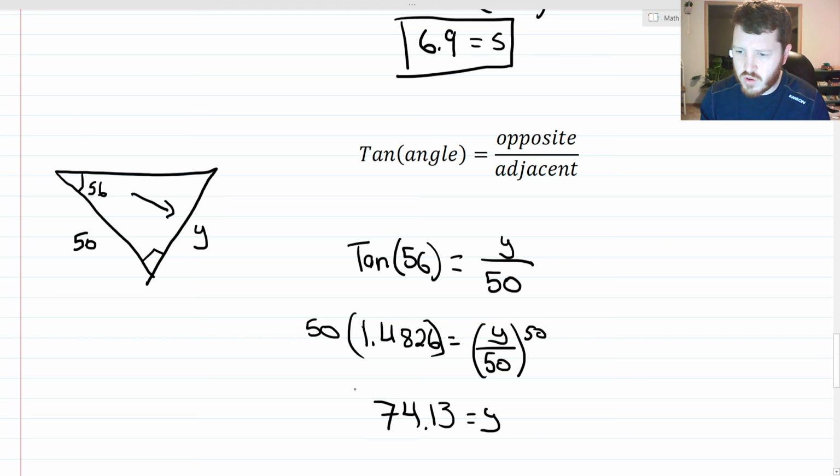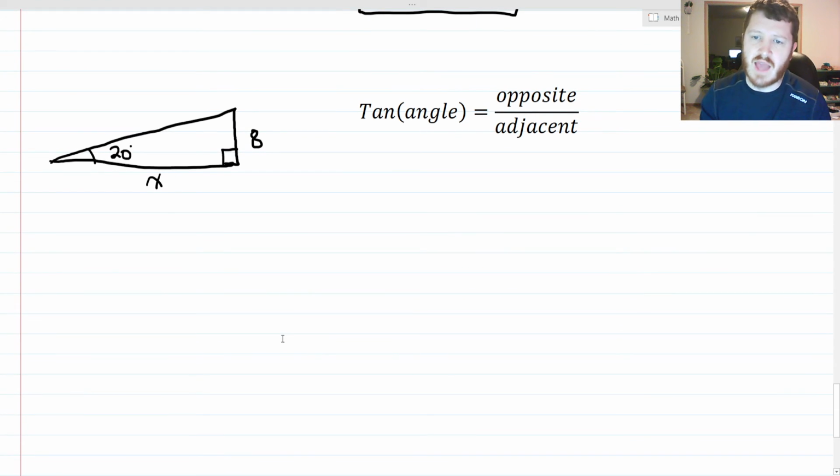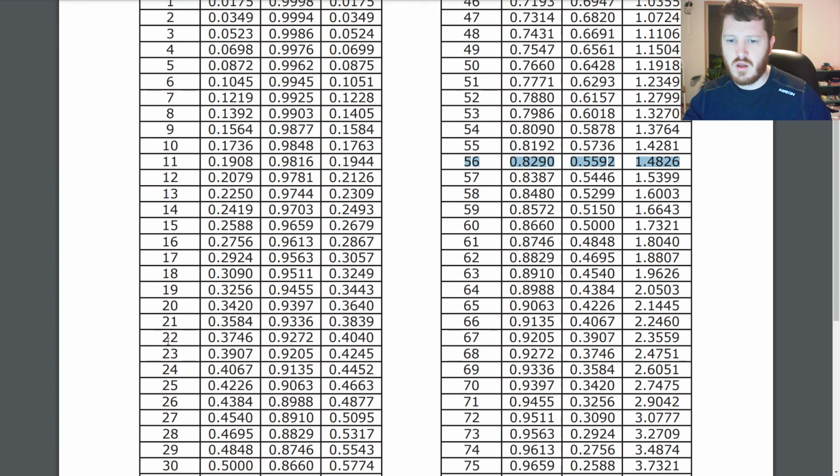Let's do one more and call it a day. We need to find the length x here. So following the same process, our angle is 20 degrees. Our opposite, this time we know our opposite is 8, our adjacent is x. So we need to find what value of x will give us a tangent of 20 degrees. Looking at 20, the tangent is .3640.